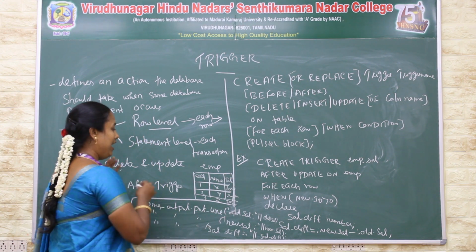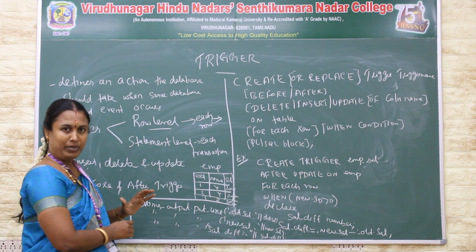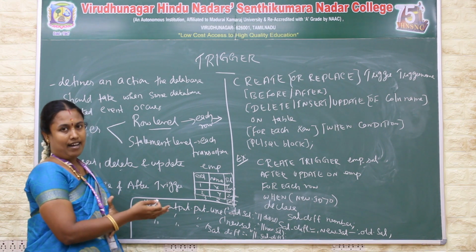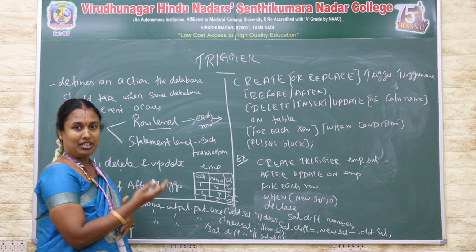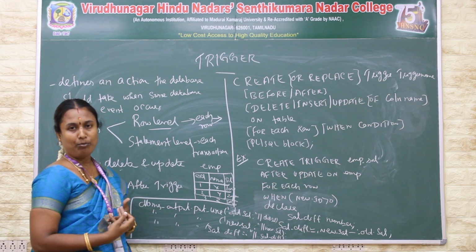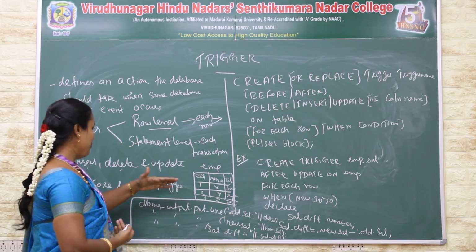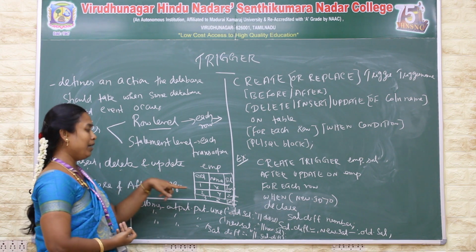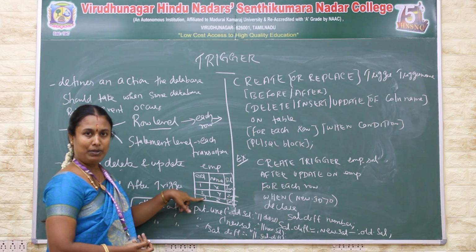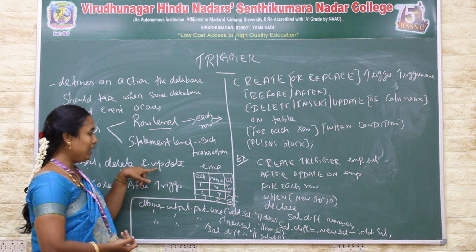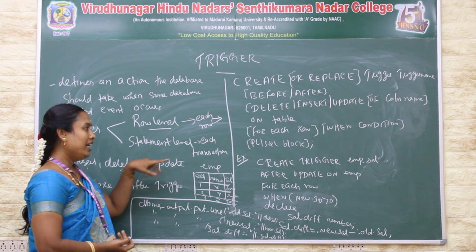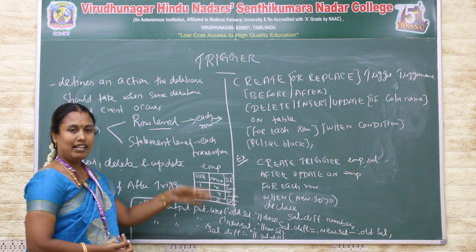What will happen? I can write the triggering process for insert, meaning whenever I add a new record into the table, that time only the trigger is raised. The same concept can be applied for the delete operation. When I delete any record from the table, that time also you can raise the trigger. Then you can apply any update process. Update means, here I can give the example of salary updation.